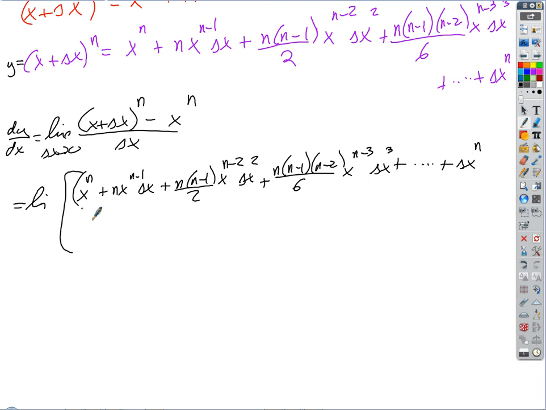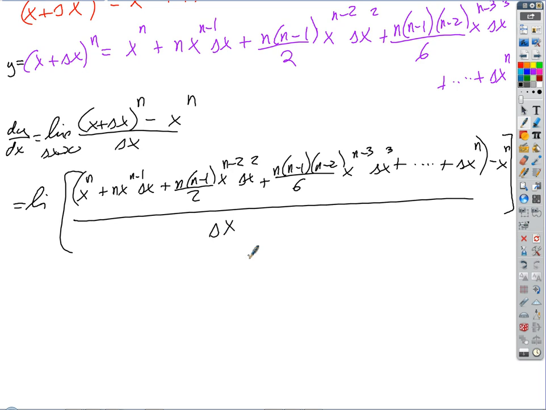Okay. So all that minus x to the n, over delta x, as delta x goes to 0. Okay, so do you see anything, that's a mess, right? But do you see anything good that we can do there in that top row, the numerator? First and last. So what can I do? Cancel out the first and last.